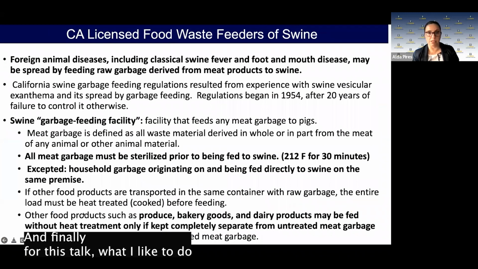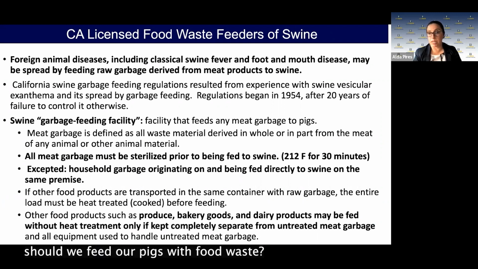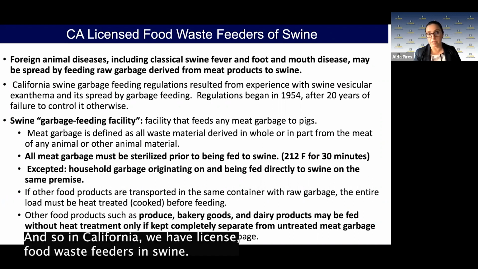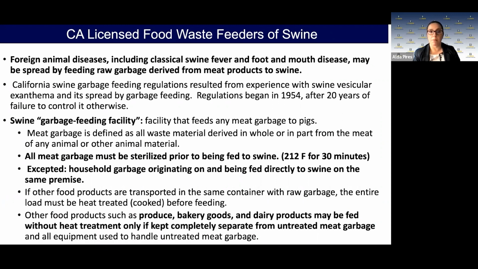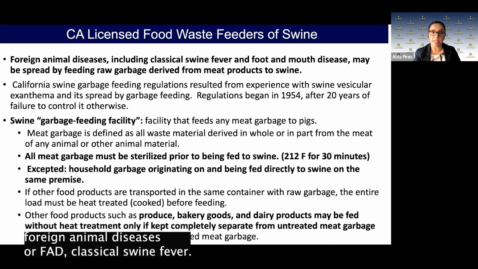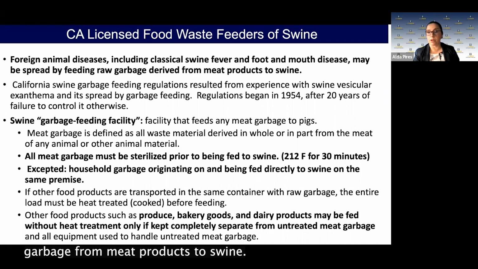And finally, for this talk, what I would like to mention is, should we feed our pigs with food waste? In California, we have licensed food waste feeders in swine. And why we have these licensed facilities is because foreign animal diseases, FAD, such as classical swine fever and foot and mouth disease, can be spread by feeding raw garbage from meat products to swine.